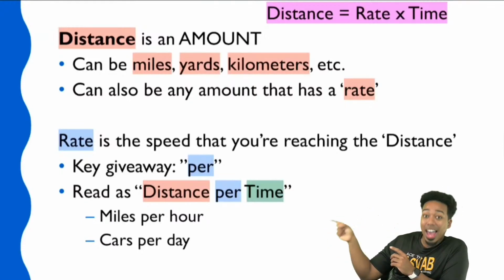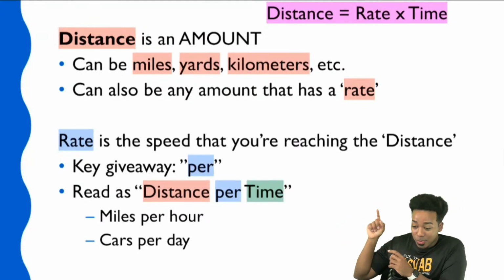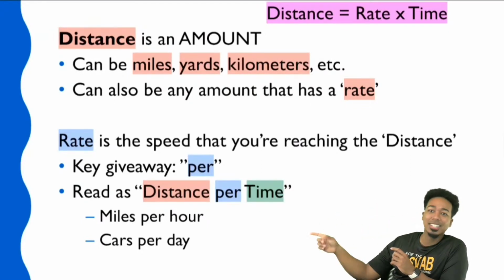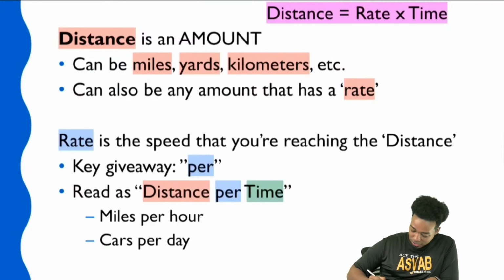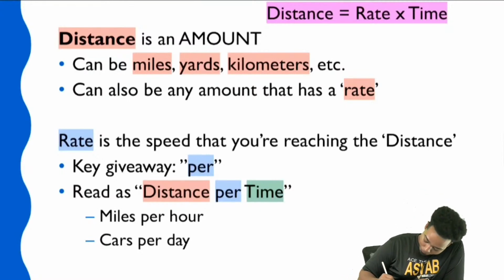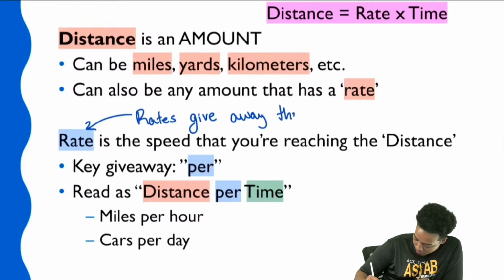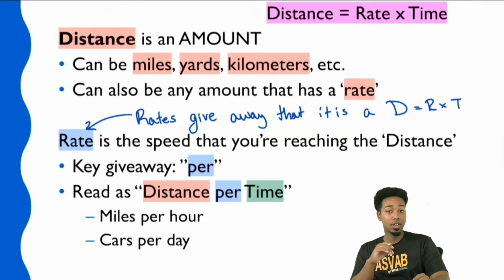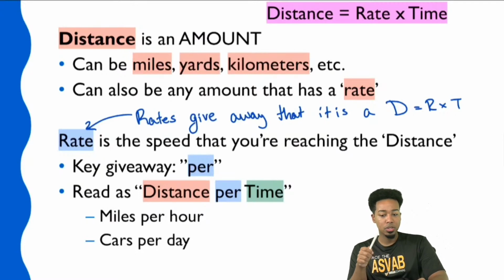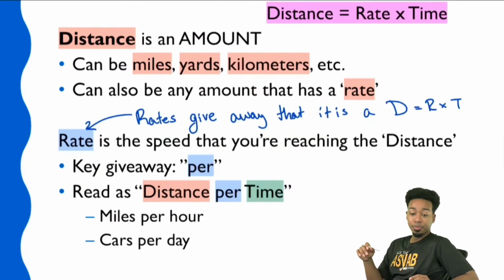It's the rate. That's what you're looking for. If there is a rate in there, that is a clear sign that it is a distance rate time problem. Okay? So a rate is what gives it away. Let me point that out for you right here. Rates give away that it is a distance equals rate times time problem. That is the giveaway, okay, my party people? That is the giveaway. So I want to make sure you understand that.